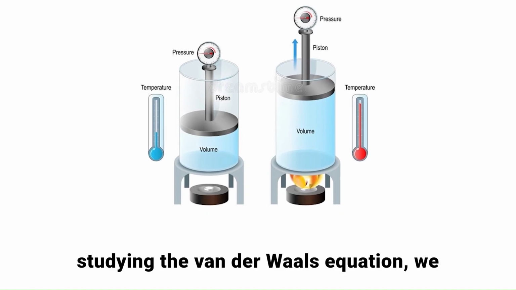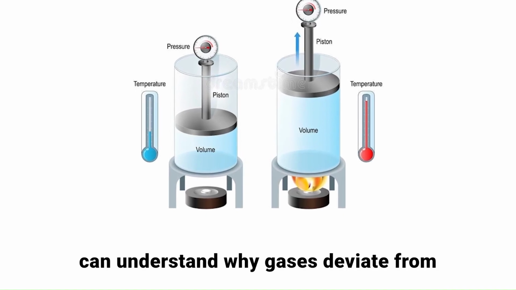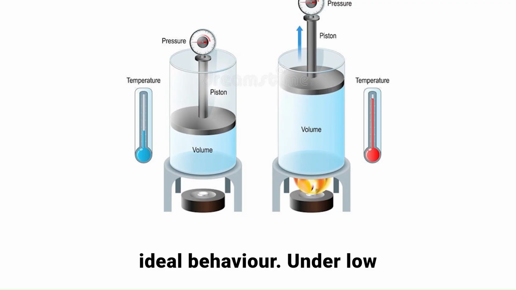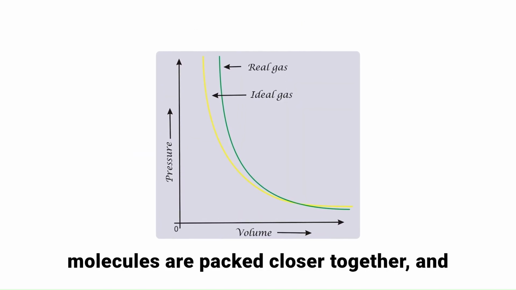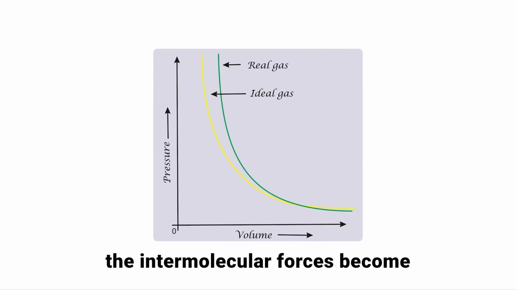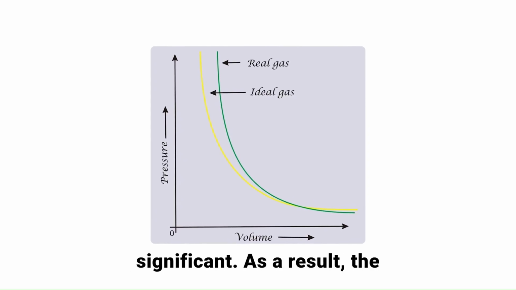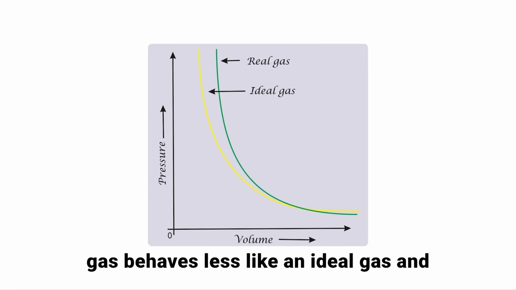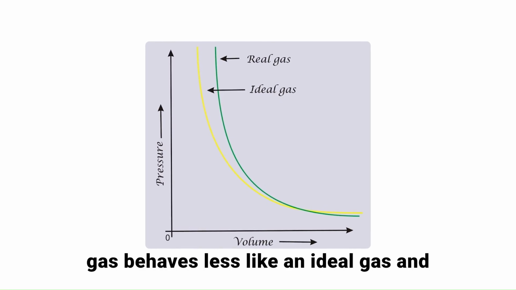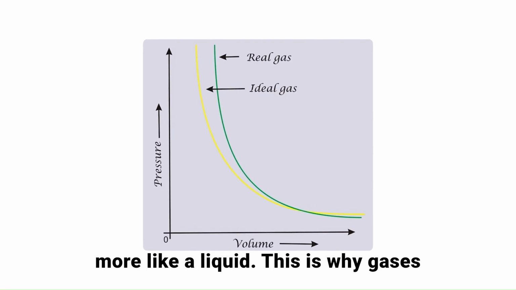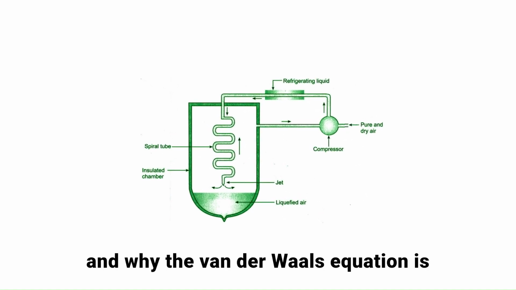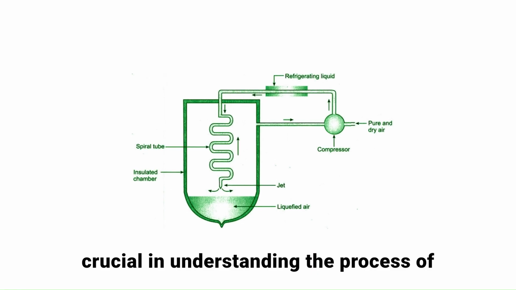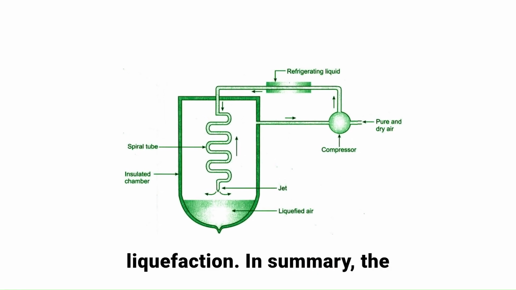Additionally, by studying the van der Waals equation, we can understand why gases deviate from ideal behavior. Under low temperature and high pressure, the gas molecules are packed closer together, and the intermolecular forces become significant. As a result, the gas behaves less like an ideal gas and more like a liquid. This is why gases can be liquefied under these conditions, and why the van der Waals equation is crucial in understanding the process of liquefaction.